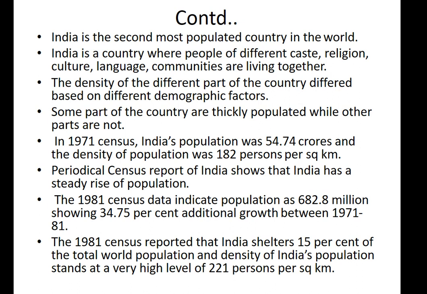Periodical census reports of India show that India has a steady rise of population. The 1981 census data indicate population as 682.8 million, showing 34.75% additional growth between 1971 and 81. The 1981 census reported that India shelters 15% of the total world population and density of India's population stands at a very high level of 221 persons per square kilometer. That is according to the 1981 census.